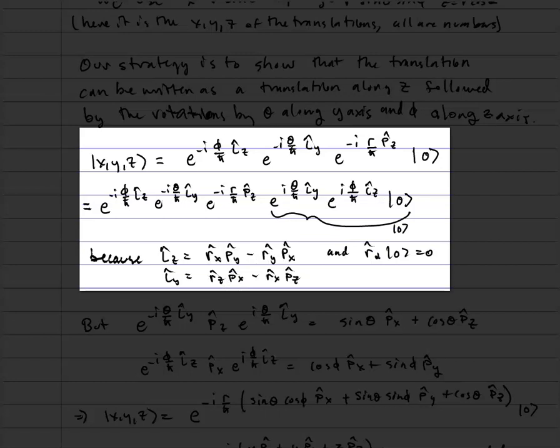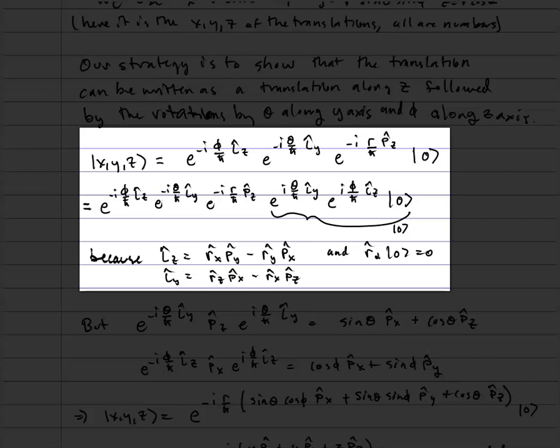I can multiply by 1 by multiplying by e to the I theta over h bar Ly and e to the minus I phi, e to the plus I phi over h bar Lz. You can see I now have two nested Hadamards I've created with regards to the term in the middle.